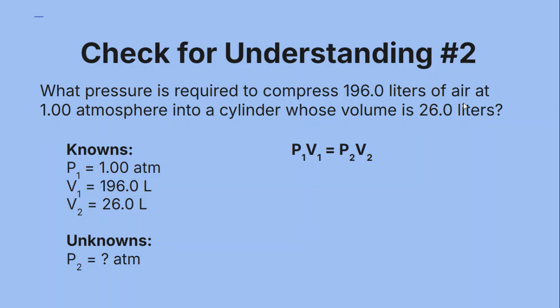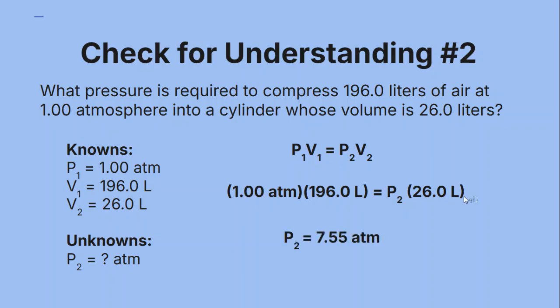We're utilizing Boyle's law for this. We know that P1V1 equals P2V2. We can plug our known variables into the equation. Looking at sig figs, there's 3 sig figs here, 4 here, and 3 here. So we would want our answer to have 3 total sig figs. So you should have rounded your final pressure to 7.55 atmospheres.